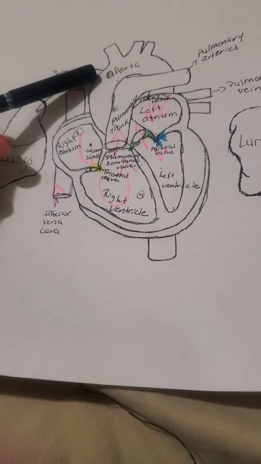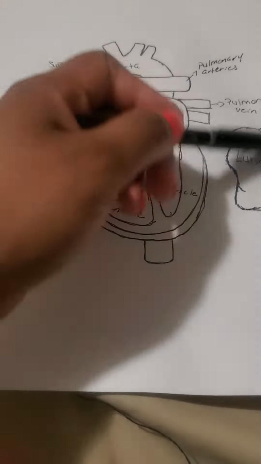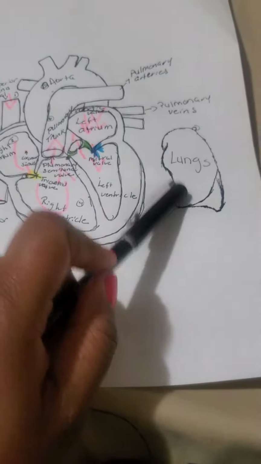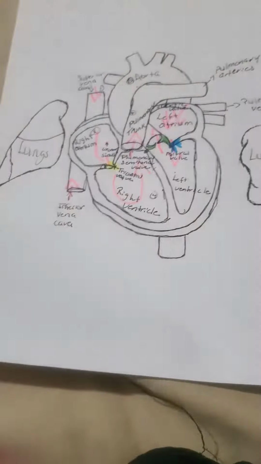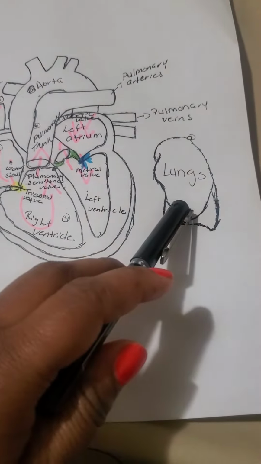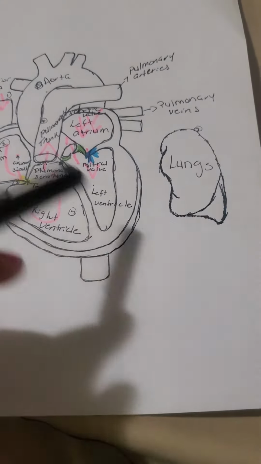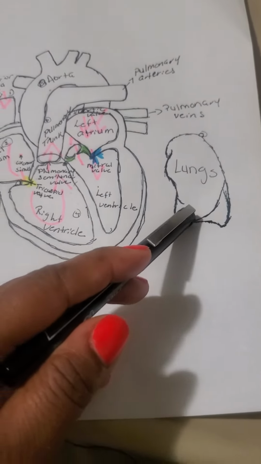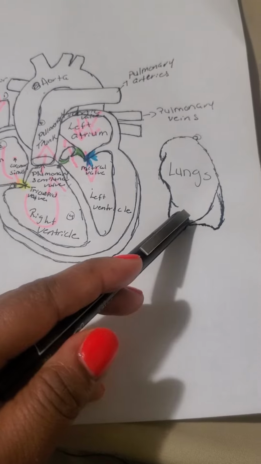Once it's inside the pulmonary arteries, it travels off to the lung. I put my lung right here. This lung right here, though. In the lung, that is where the gas exchange happens. The carbon dioxide turns into oxygen-rich blood.